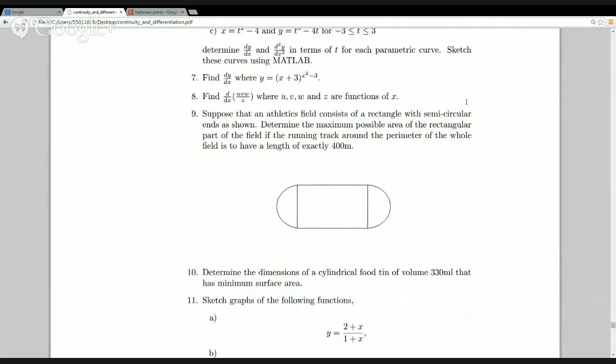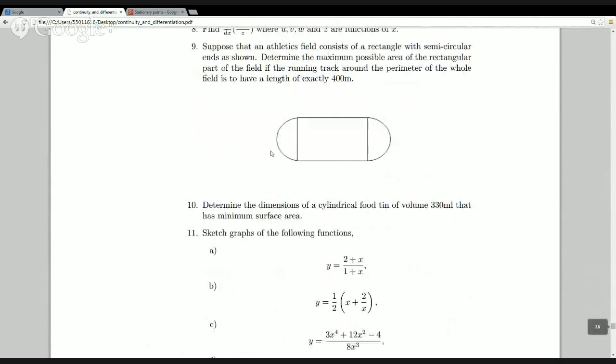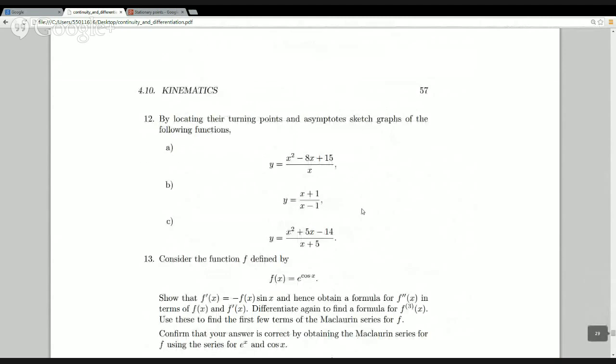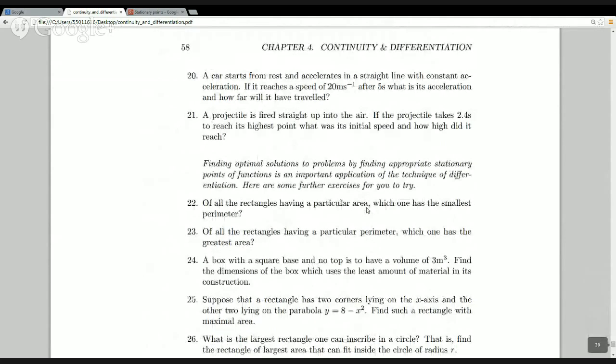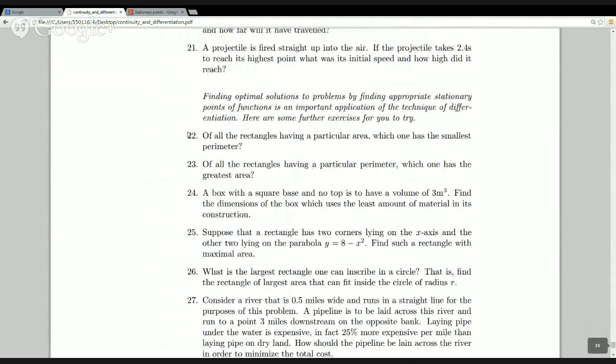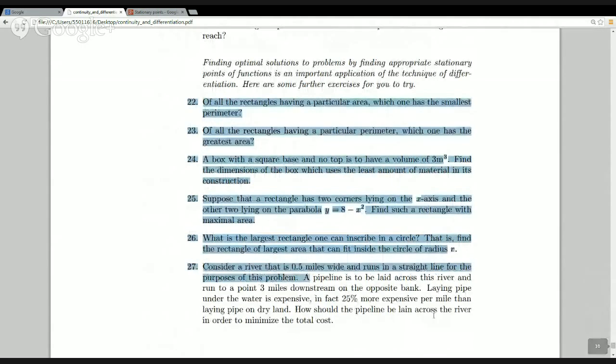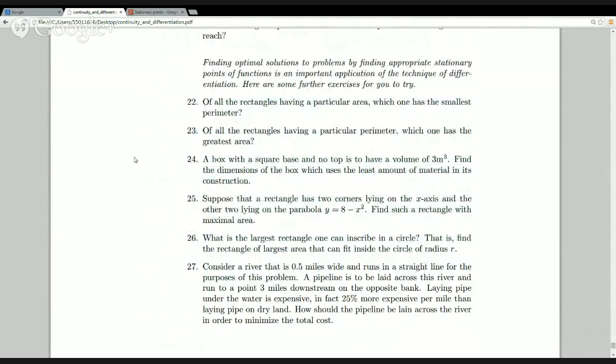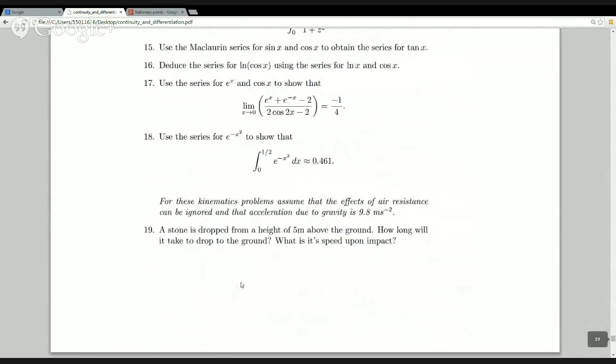So I'm going to try and do questions 9 and 10 here in these end of chapter exercises. If you skip a few questions, if you look at the end of this set of questions, exercises 22 to 27, these are all some more optimization type problems. So there's another set of exercises there for you to try in the tutorials.